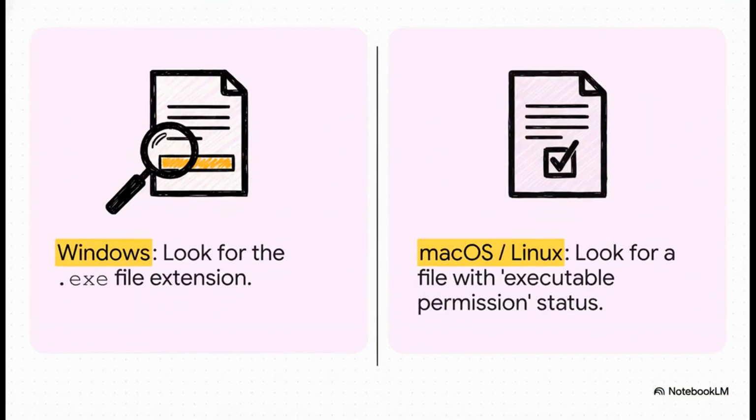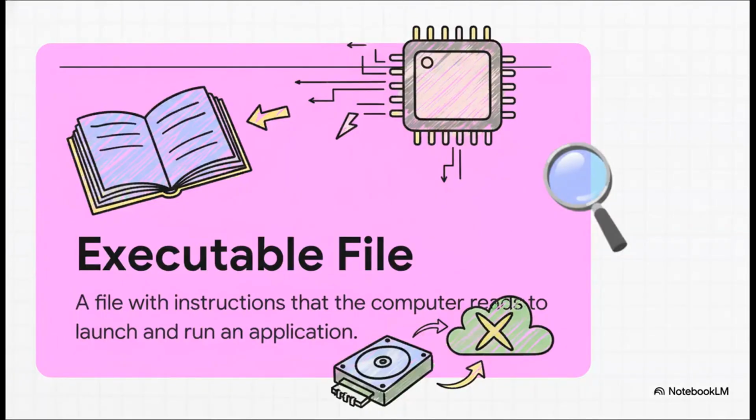So how does your computer even know which files are these blueprints? Well, if you're on Windows, it's all about that classic .exe at the end of the file name. But on a Mac or a Linux machine, it's a little different. It's not about the name at all. Instead, the file has a special permission, kind of like a VIP pass, that flags it as being ready to run. So to put a finer point on it, the executable file is the absolute heart of any application. It is the instruction manual that your computer's processor reads to make the software do its thing. Without that file, all you've got is just a bunch of data, not a program.